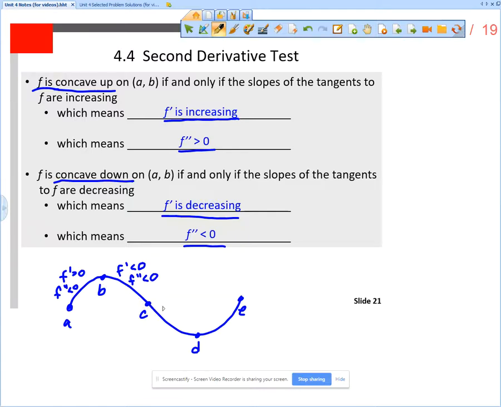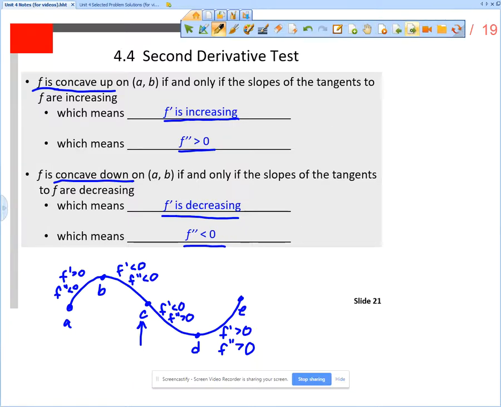C to D, once again, f prime is still negative because it's still decreasing, and f double prime now is positive because now this curve is concave up. Then from D to E, f prime is now positive because this function is increasing, and f double prime is positive because this curve is concave up. So C is a special point. Why is this a special point? Because this is where the concave down curve changes to concave up. That's slide 21.